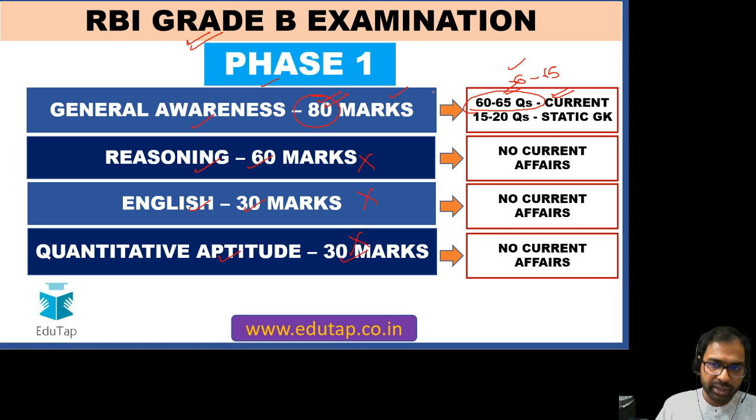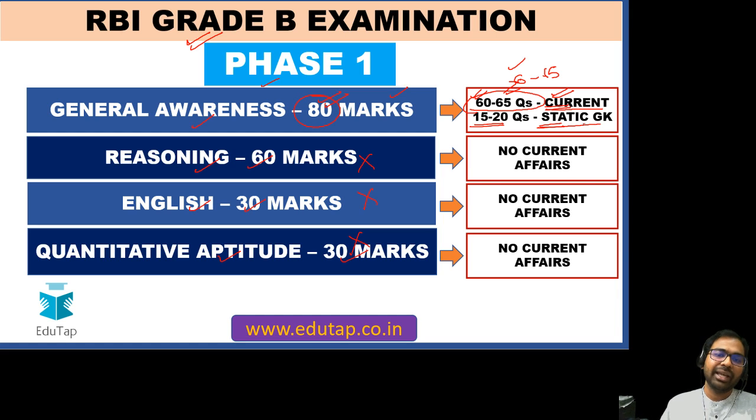Coming back to the point, out of 80, around 60 to 65 marks are devoted to questions based on current information. Only 15 to 20 marks out of 80 is devoted to static GK. Now, what is the difference between current affairs and static GK?